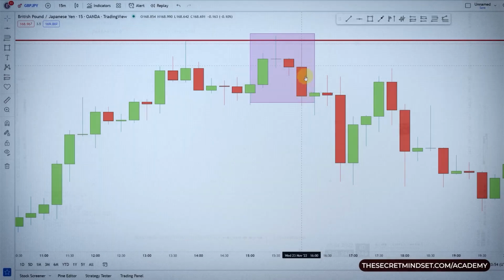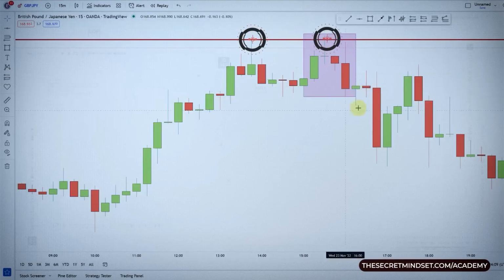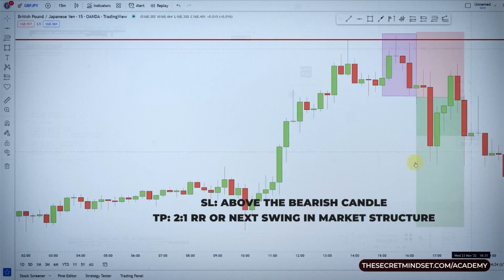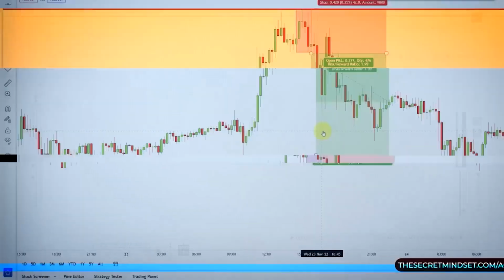And after this price action sequence, we are left with a double top, which is another bearish indication. The entry is at the low of the bearish candle. I usually place my stop above it, and I look to gain double the amount I've risked.